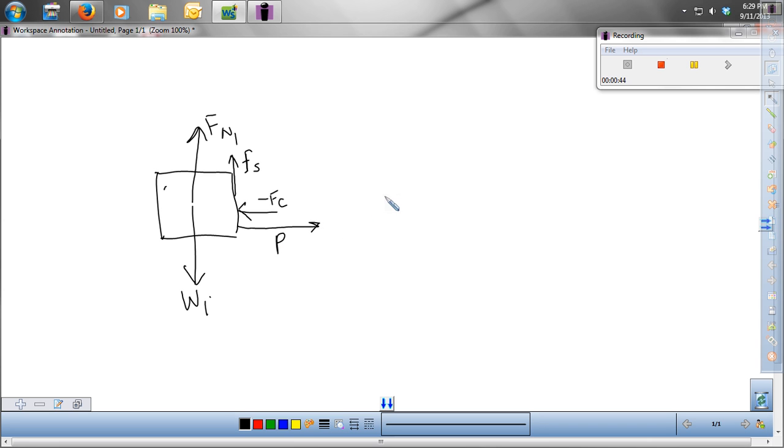Then I'm going to look at the little block and do a free body for it. And so I have weight 2. I have static friction between the surfaces of the two blocks. And then I have the contact force of the big block pushing on the little block. So I'm going to say that's to the right, so it's positive.